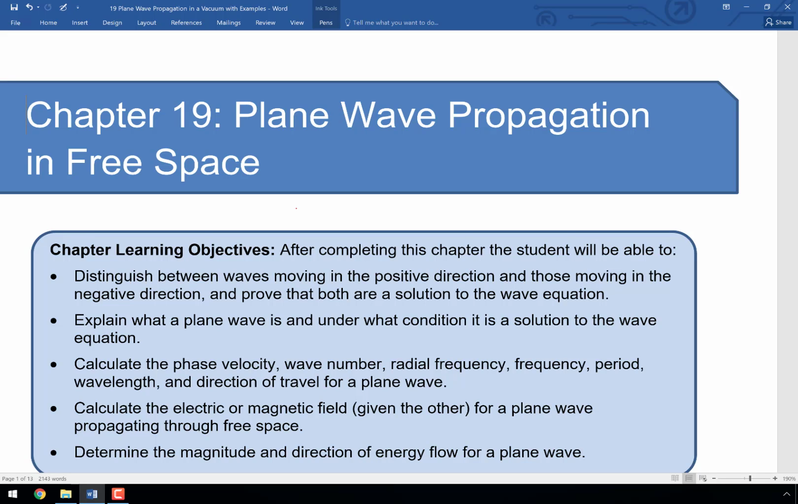Today we're going to build on the work that we've previously done. You'll remember that we first derived Maxwell's equations, then we used Maxwell's equations to derive the wave equation, and today we're going to solve the wave equation. We're going to see that there are many solutions to the wave equation, but the one that we will be most interested in is the plane wave. And we'll talk about how plane waves propagate and the circumstances under which they're a solution to the wave equation.